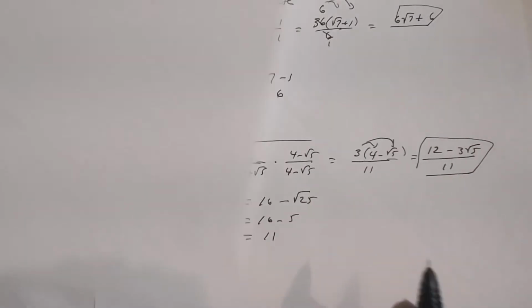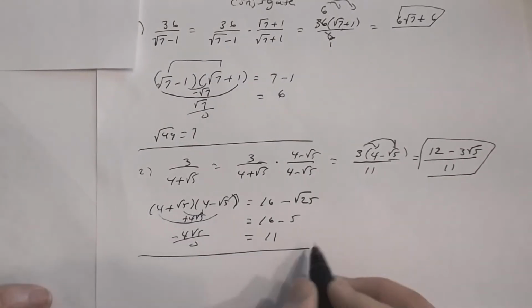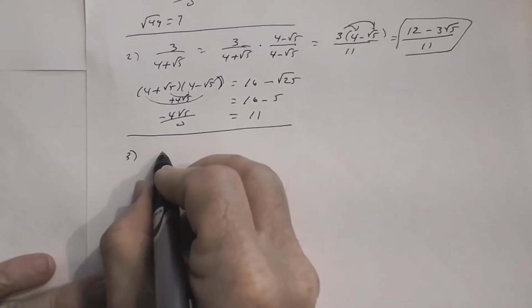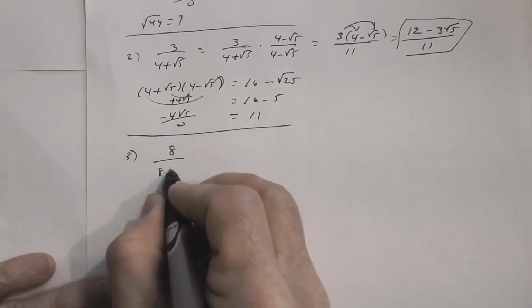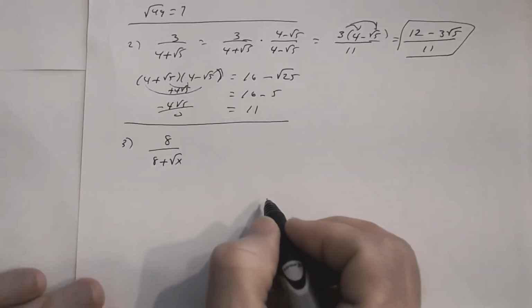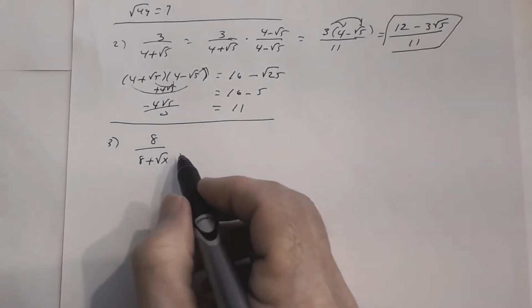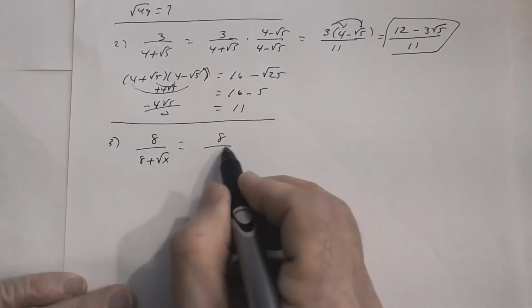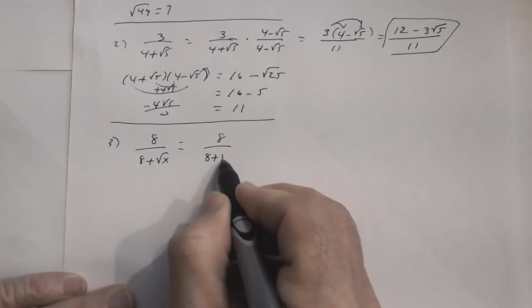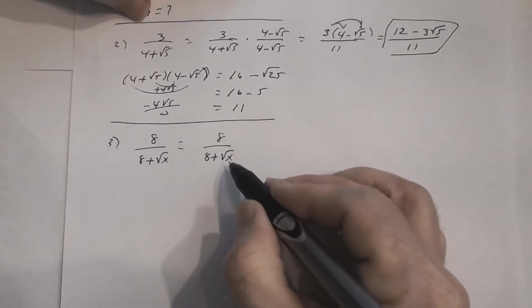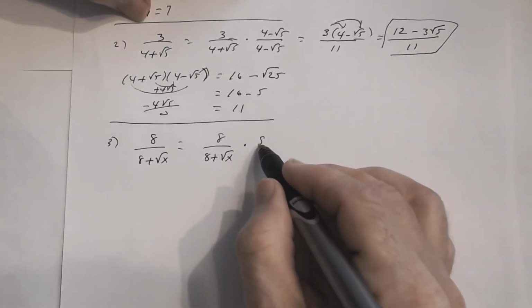Okay, number 3, let's see what we have in number 3. So number 3, we have 8 divided by 8 plus the square root of x. All right, and so notice I have a square root in the denominator, so we need to get rid of that square root. So we're going to have to multiply both numerator and denominator by the conjugate of this denominator. So the conjugate of 8 plus the square root of x is 8 minus the square root of x.